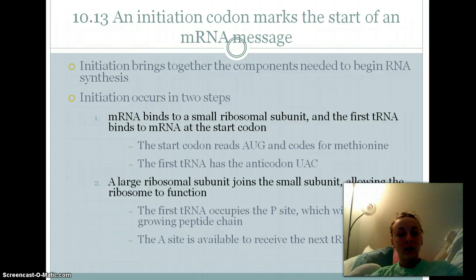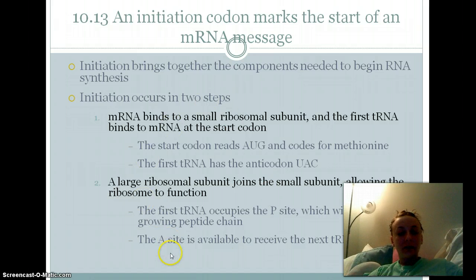So that's always start. The first tRNA will have the anticodon UAC. So see how they're complementary right there? The large ribosomal subunit will join the small one. It'll come on top, and it'll allow that ribosome to function properly and make that protein. So that first tRNA will occupy the P site. So the P site is part of the ribosome. So that P site holds the growing polypeptide chain.